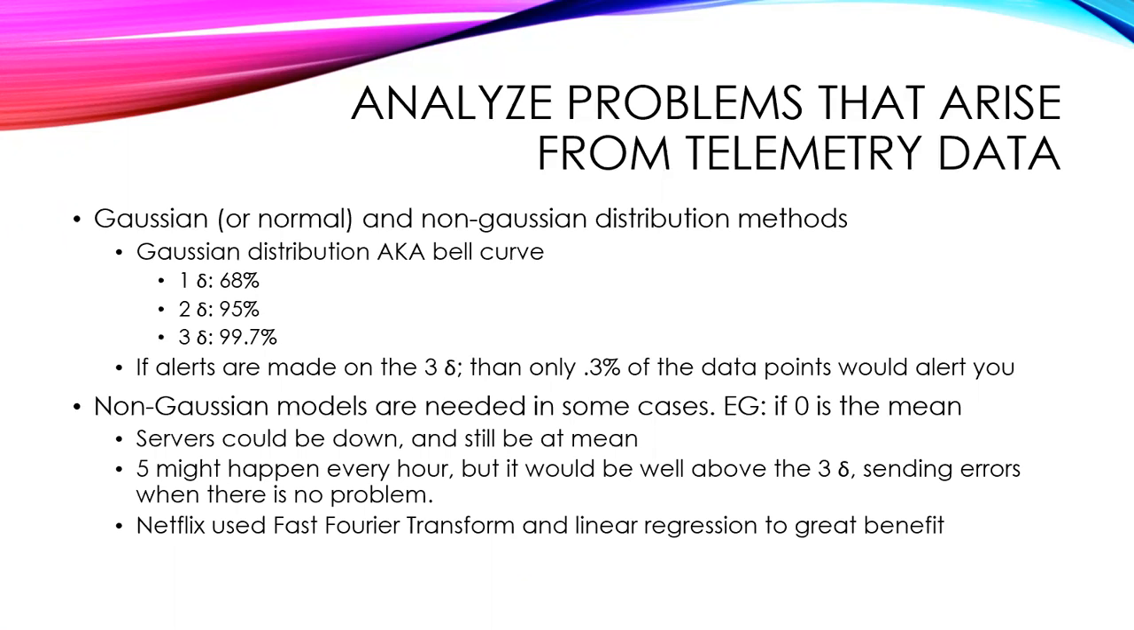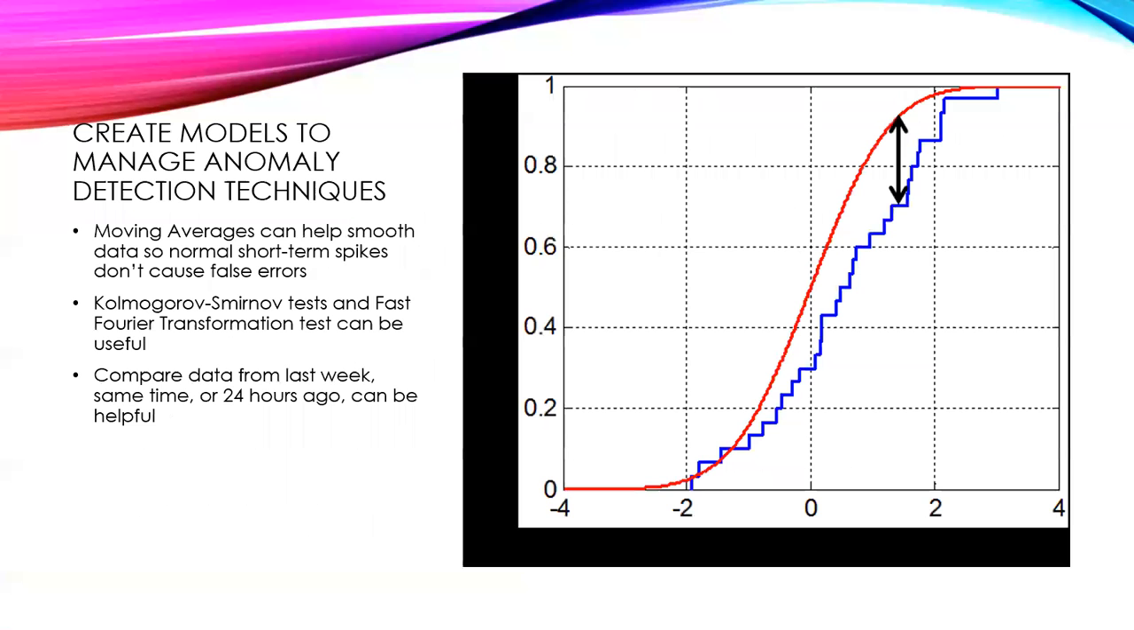So we want to find out what our data looks like and find models that help us represent the data so that we know when things aren't behaving the way they ought to. Right here on the chart on the right is a Kolmogorov-Smirnov test. It shows you the difference between the predicted and the actual, and if that difference gets too big, you might want to find out why.